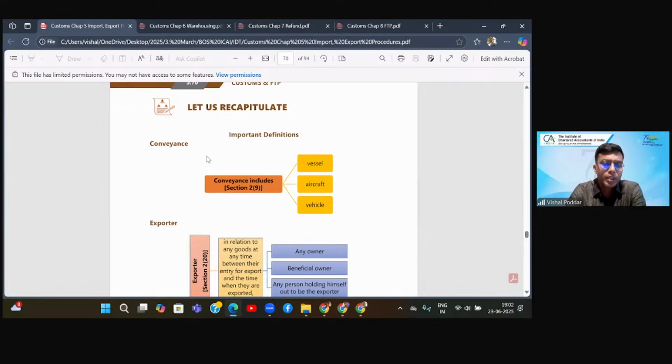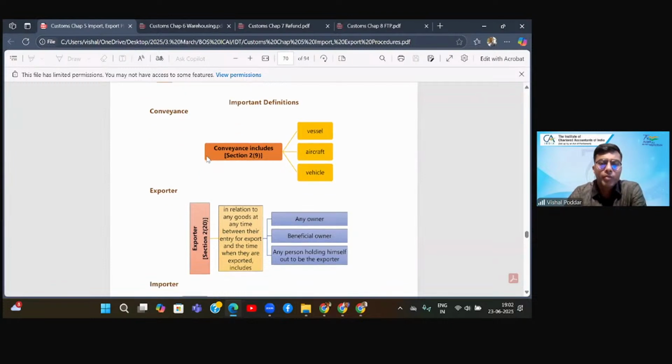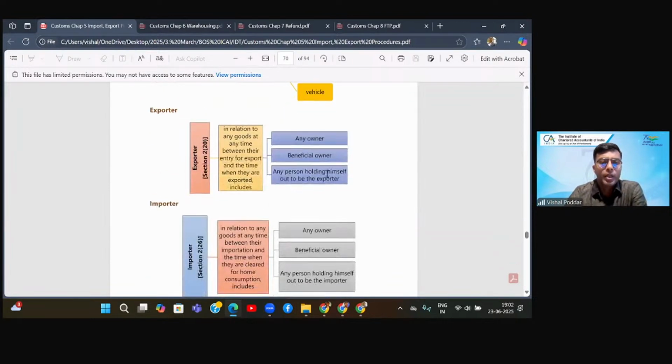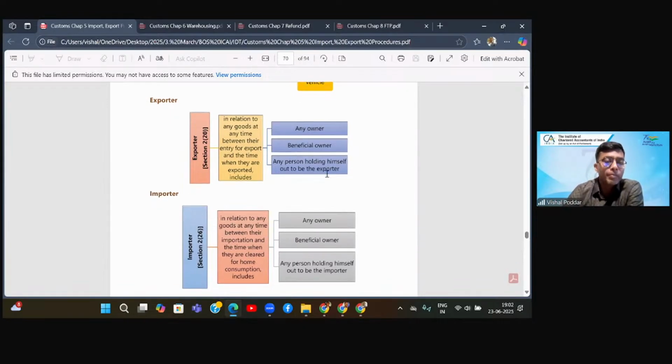So first, they have defined conveyance. Conveyance simply is the mode of transport. So if it is sea, it would be vessel, aircraft for air, and by road, it is vehicle. Now, exporter and importer, these two definitions are very interesting in customs. The definition of exporter and importer covers the owner also, the beneficial owner also, and most important, that person who is holding himself out to be exporter, holding himself out to be importer.